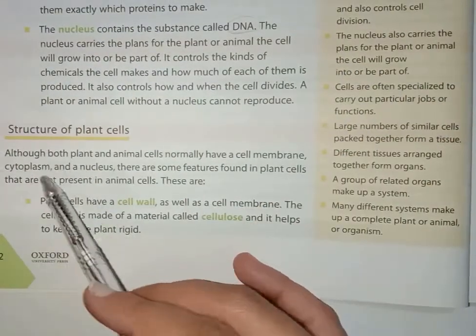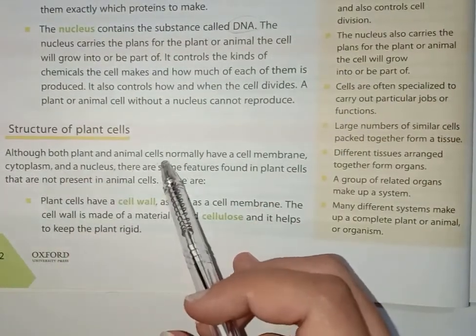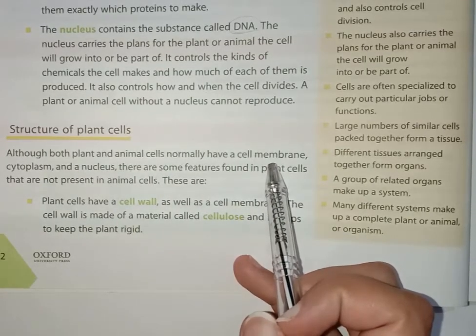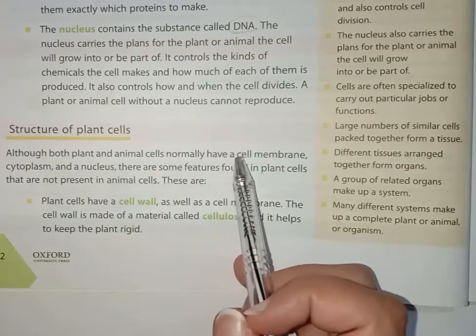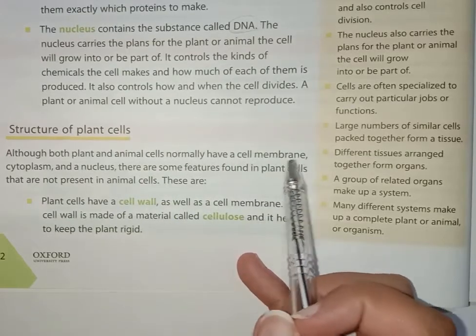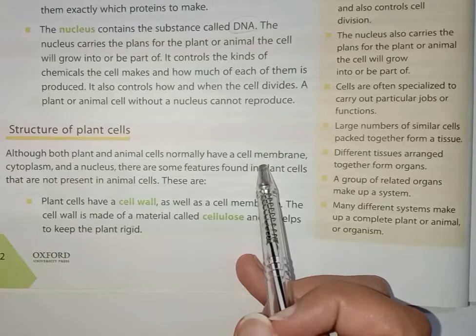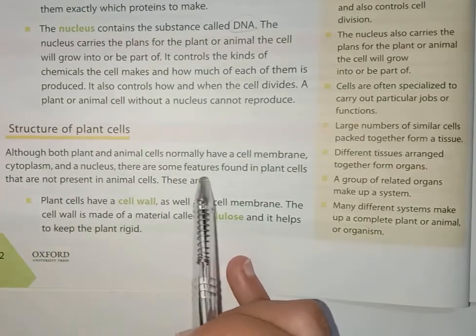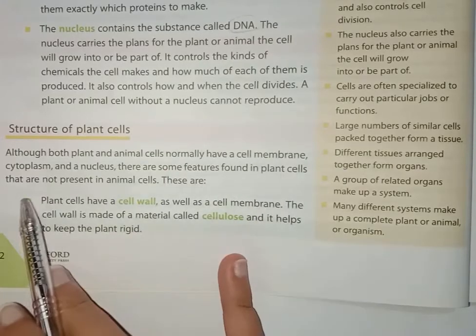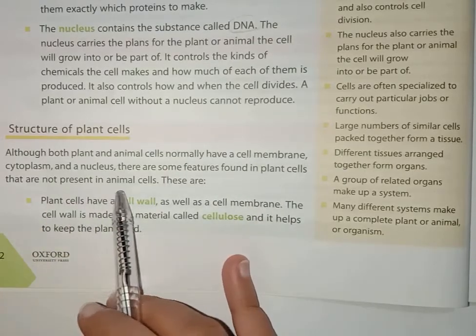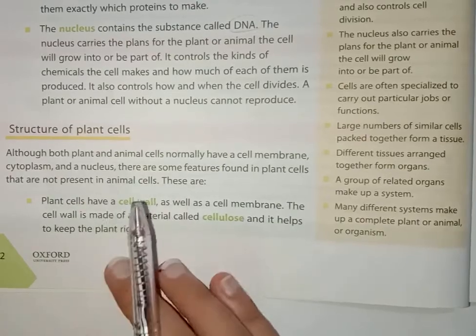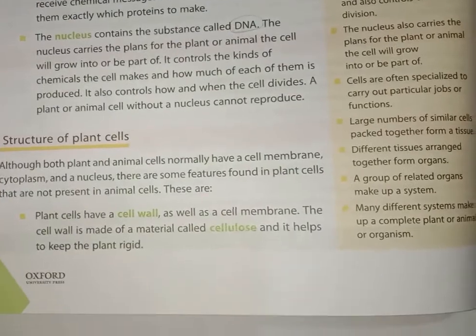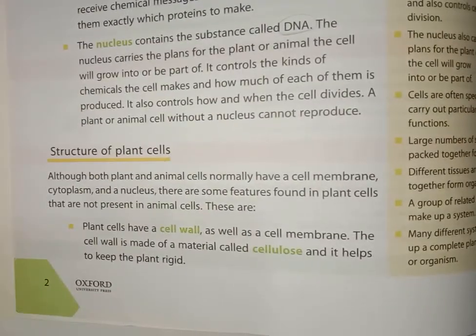Let's start over reading. Although both plant cells and animal cells normally have a cell membrane, yes, plant cells and human cells have a membrane. Membrane is just like a cover which protects the cell. Cytoplasm and the nucleus. There are some features found in plant cells that are not present in animal cells. As we know, plant cells and animal cells have some different features, they don't match.